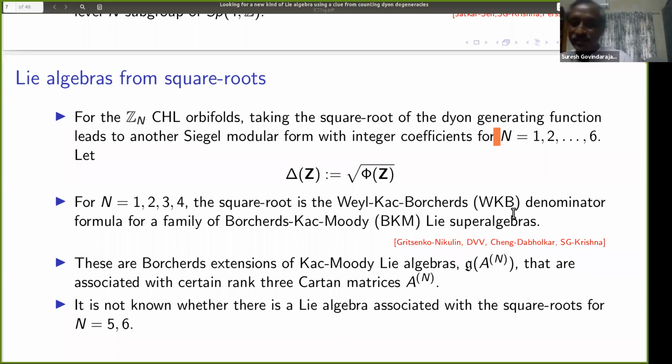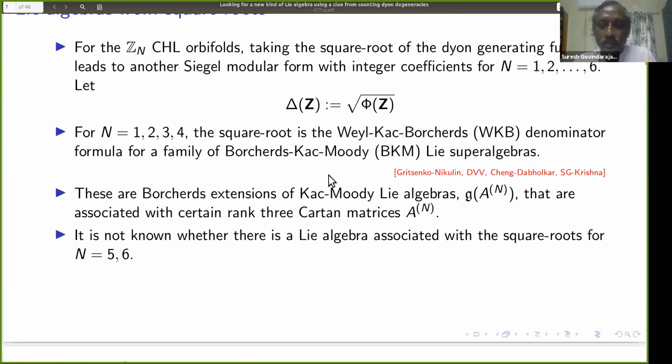It's not like the WKB approximation in this talk. It refers to a denominator formula for a family of, again, a big word, Borcherds-Kac-Moody algebras, and superalgebras. I will not dwell too much on the super aspect of it. And again, this is known from the work of Gritsenko and Nikulin, but the connection for n equal to 1 goes back to DVV, and for 2, 3 is due to Cheng and Dabholkar, and 4 was due to Krishna, due to me and my student at that time.